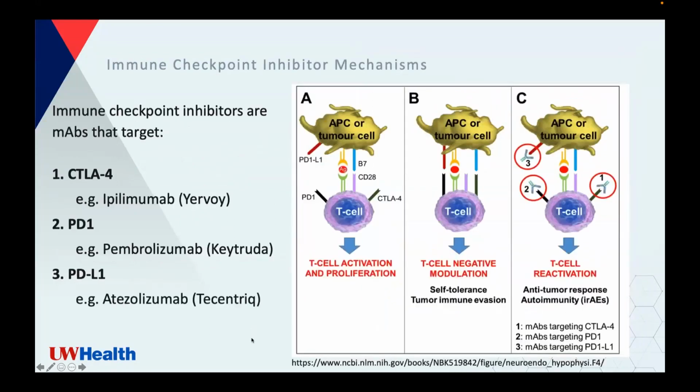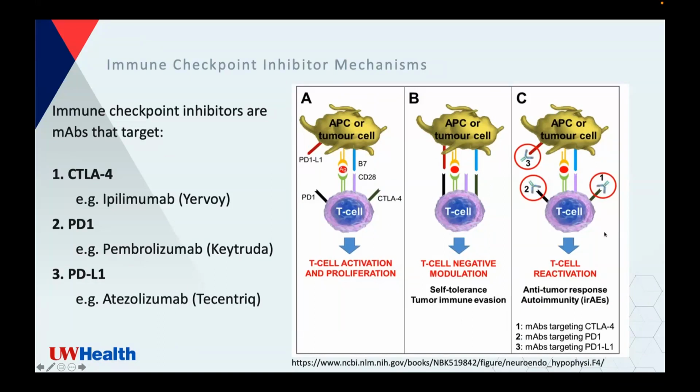So as you can see in panel A on the right, you have T cell binding to a foreign antigen and proliferating, mounting an immune response, no binding of PD1 and CTLA4. However, in the second image, you have a tumor cell who has upregulated that response, and the T cells are negatively modulated with no immune response. So the tumor is effectively escaping the immune system.